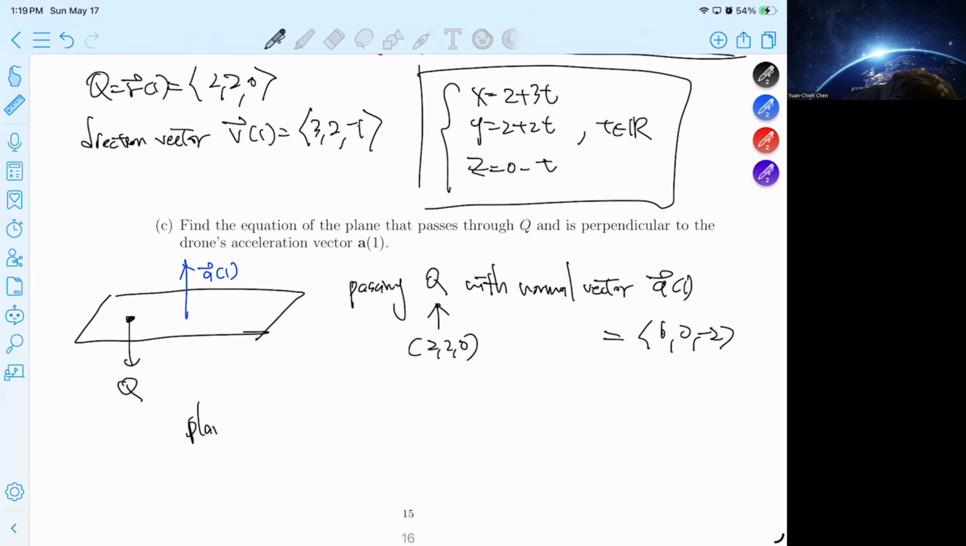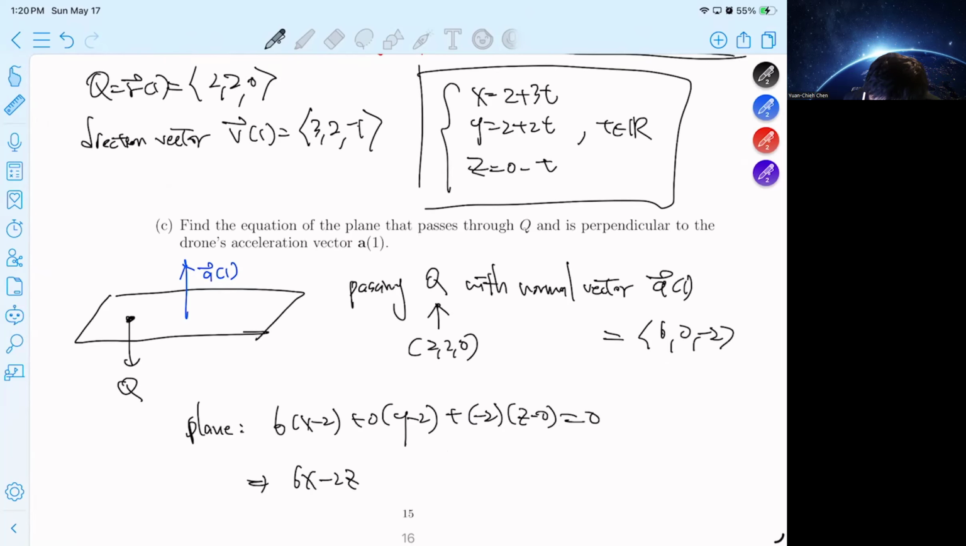So the plane is just 6(x minus 2) plus 0(y minus 2) plus negative 2(z minus 0) equals 0. And we can simplify this: 6x minus 2z, and minus 12, right? So minus 12 equals 0. So finally we have 6x minus z minus 6 equals 0.